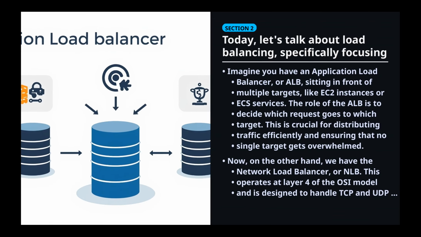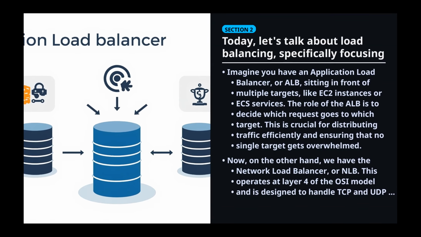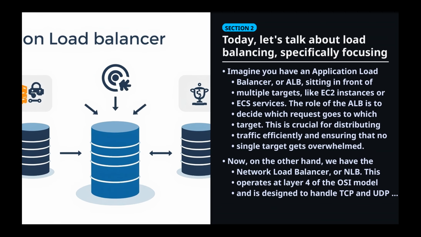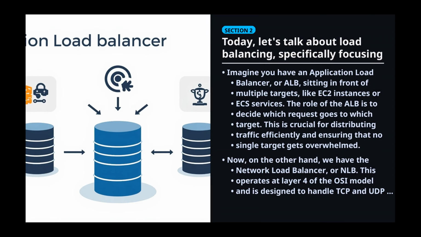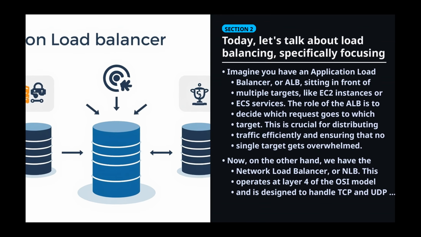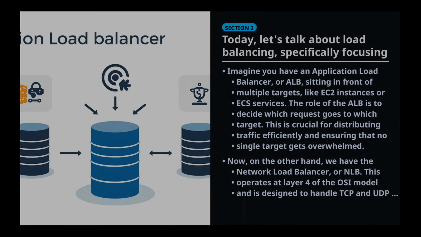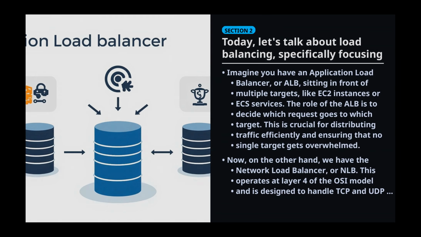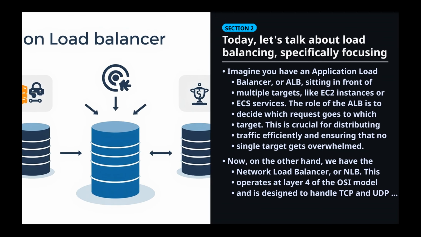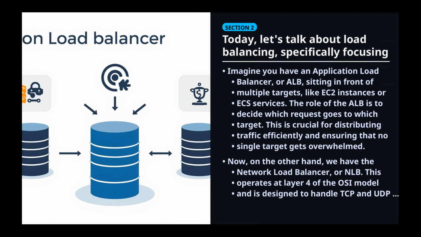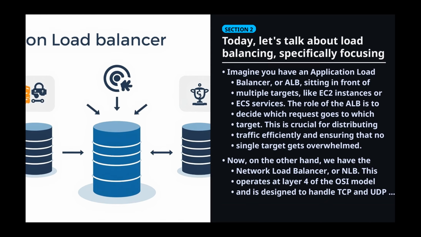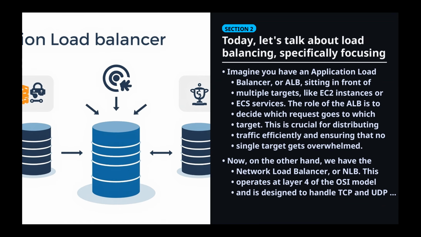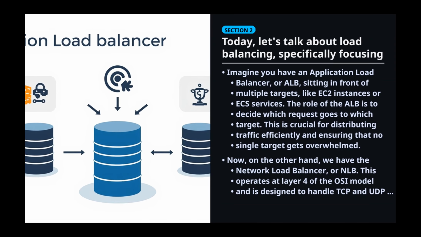Now, on the other hand, we have the Network Load Balancer, or NLB. This operates at layer 4 of the OSI model and is designed to handle TCP and UDP traffic. It's optimized for high throughput and ultra-low latency, making it ideal for applications that require fast response times. One of its key features is that it supports static IP addresses, which can be very useful for certain applications. Additionally, the NLB excels at managing sudden spikes in traffic, ensuring that your application remains responsive even during peak times.